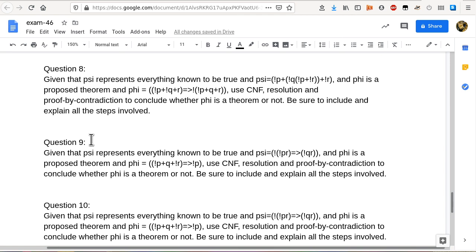Some people stopped the resolution too early. They make a conclusion of, oh, there are no further resolutions, when there are actually further steps that can be performed. So that would also get a little bit of point deduction. And then of course, in the end, there is the conclusion. If there are no further resolutions possible and yet there's no contradiction, then we can use proof by contradiction to say that phi is in fact a theorem.